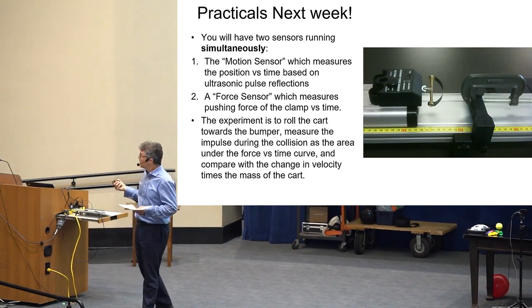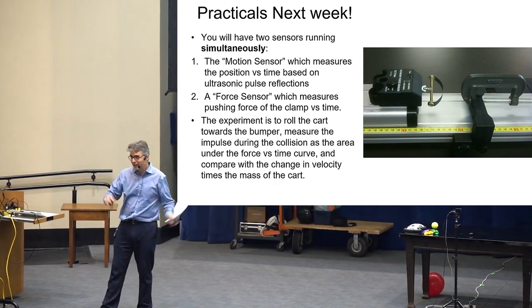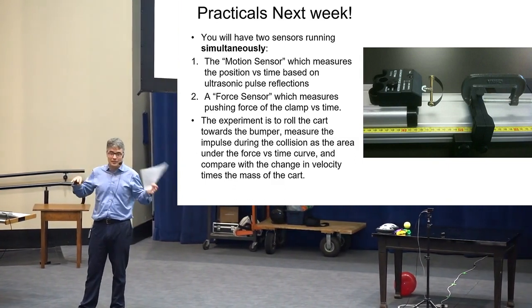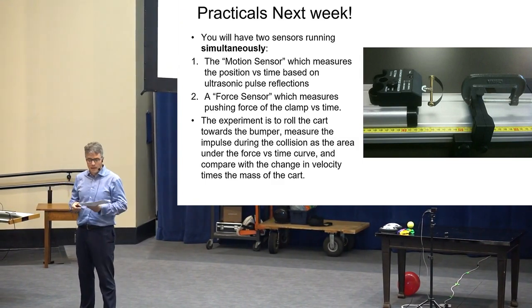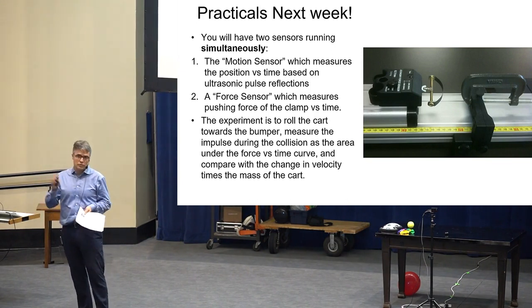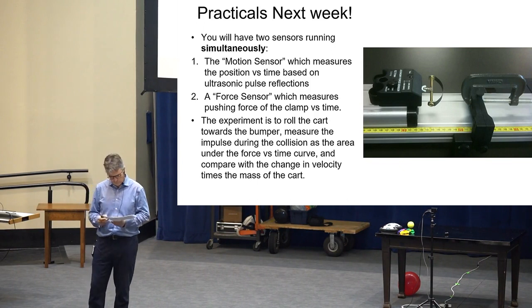And what you can do, the experiment here, is to roll the cart, let it go, let it collide while you've got all your data taking happening, and then analyze the data and try to compare the change in momentum to the impulse, both of which are things you can measure.